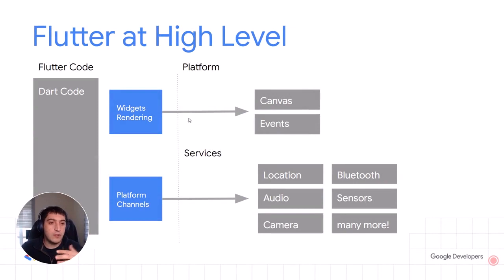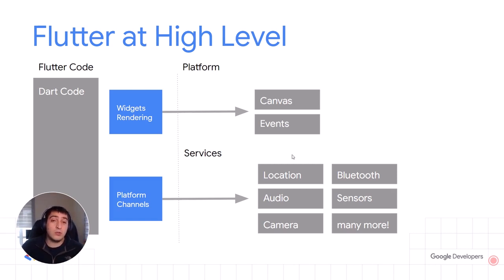If you look at Flutter at a higher level, you basically write Dart code, and the Dart code that you write goes into two different funnels. The first funnel is the platform funnel. You write the code and widgets get rendered, and Flutter only asks the platform for a canvas to render the widgets, and besides that it also listens to events from the device itself and takes actions according to them.